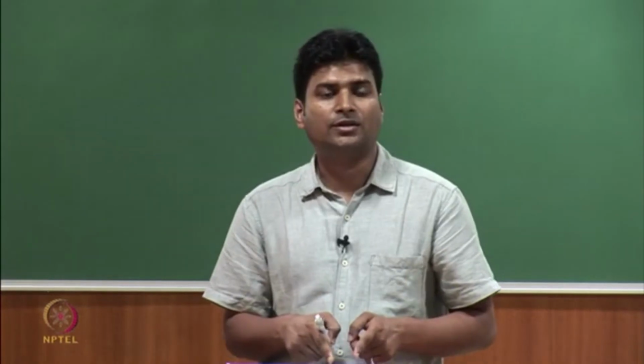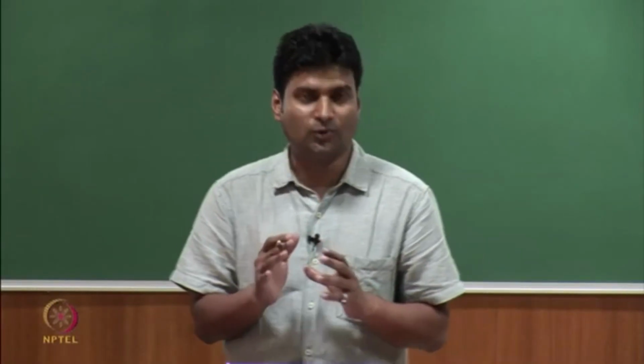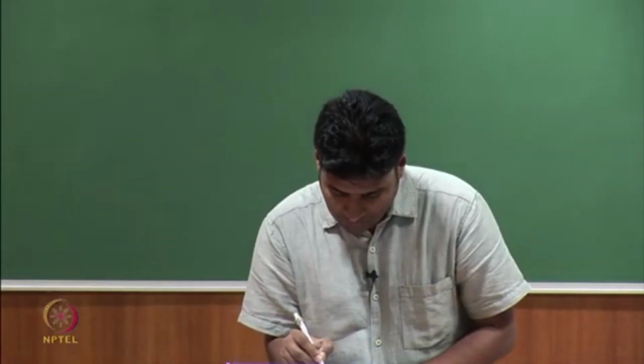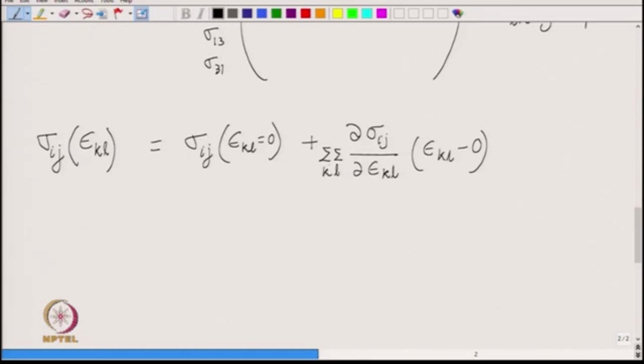So, we want to do the Taylor expansion here with respect to the reference configuration of the body when the strain is 0. So, we would say that this is equal to sigma i j when each of the strain components is 0, plus the first derivative of stress with respect to strain, which is del sigma i j over del epsilon k l, into epsilon k l minus 0, and then we have a summation here over k and l. There is not a single epsilon here, right. We have epsilon 1 1, 2 2, 3 3, there are 6 of them.